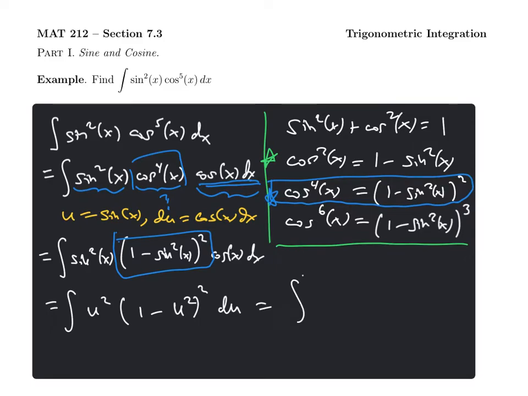1 minus u squared squared, that can be multiplied out by FOIL. So I have u squared times 1 minus u squared times 1 minus u squared. So if I do that, I'll have u squared plus 2u to the fourth. Sorry, not plus. Plus u to the sixth. So try that algebra and make sure you believe that works.